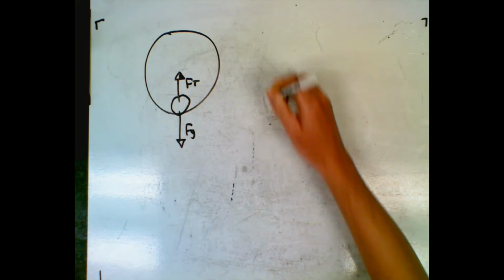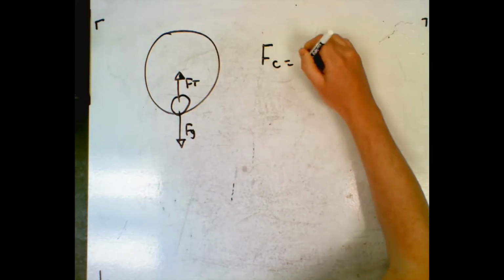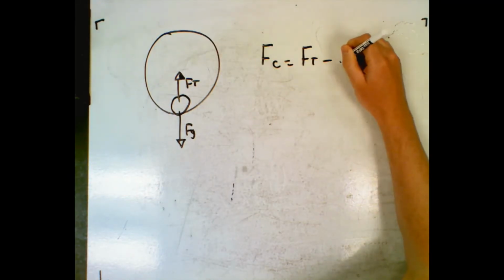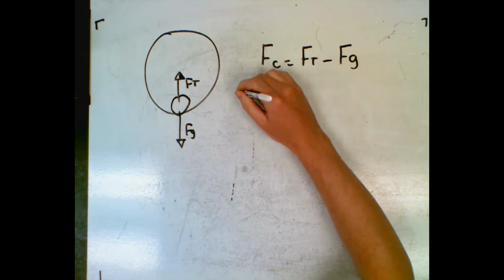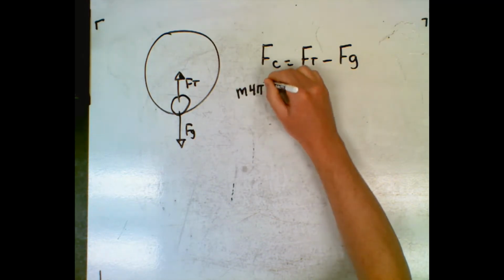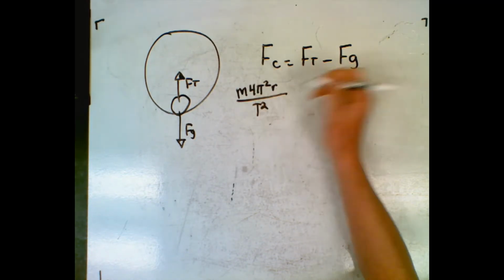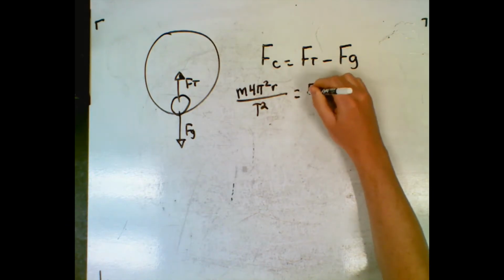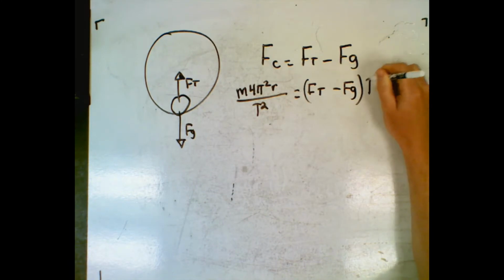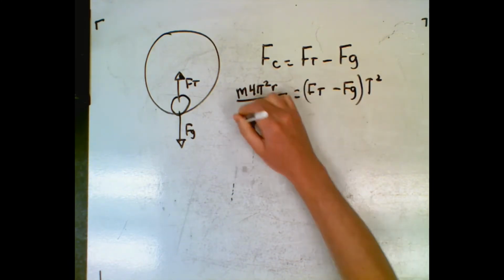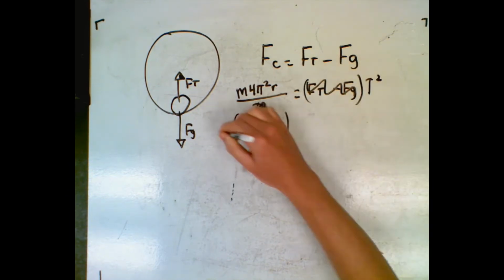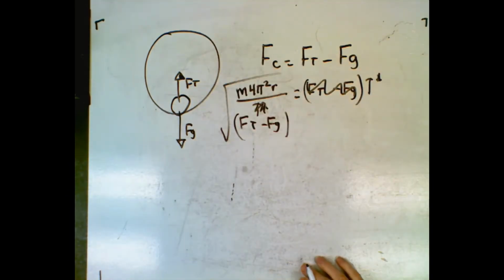Okay, so when we write our equation, it's going to be minus because they're going in opposite directions. And because they're asking for a period, we have to use m 4 pi squared r all over T squared for this one. I'm going to leave these as is for now and explain. If I want to find my period, I move period squared up top, and then FT minus FG down below. Then I'd have to square root it like that.